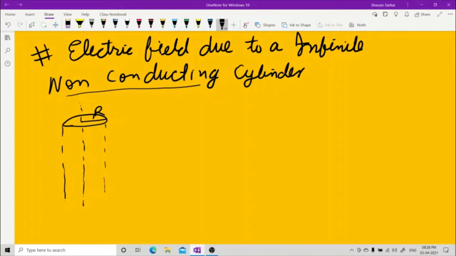Now, you want to find the electric field at points outside, on the boundary of the cylinder, and inside somewhere. That's the point. Now, let us write down.